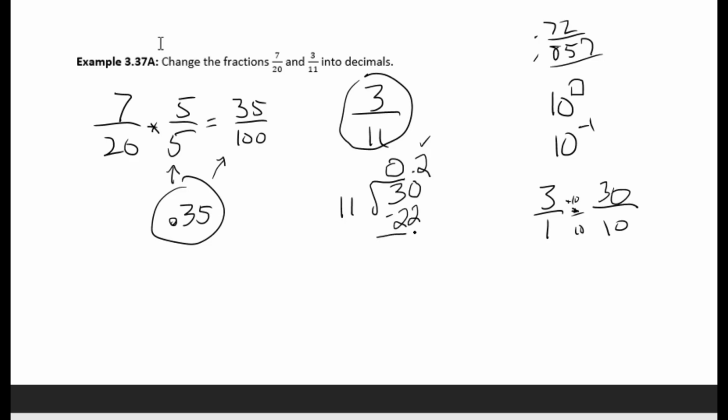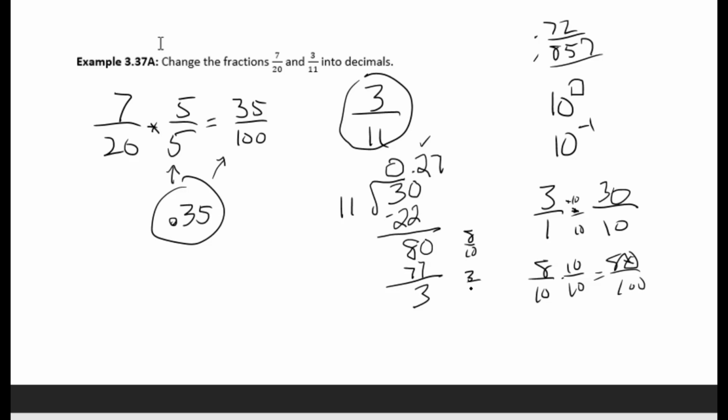I subtract, see what I have left over. I have 8 tenths left over. That is actually 8 tenths. Now I'm going to add a 0 because I'm going to change tenths into hundredths. By multiplying by 10 over 10, I get 80 hundredths. So how many can I get in there? And the answer is 7. So 7 times 11 is 77. And I have 3 hundredths left over.